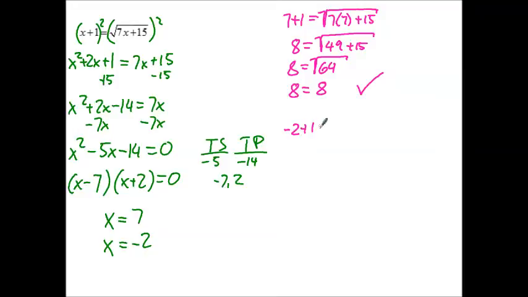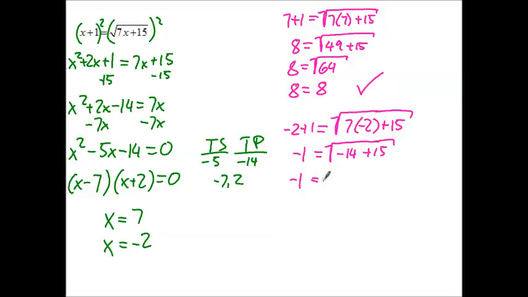And on to the next one. Negative 2 plus 1 is equal to the square root of 7 times negative 2 plus 15. Negative 1 is equal to negative 14 plus 15.